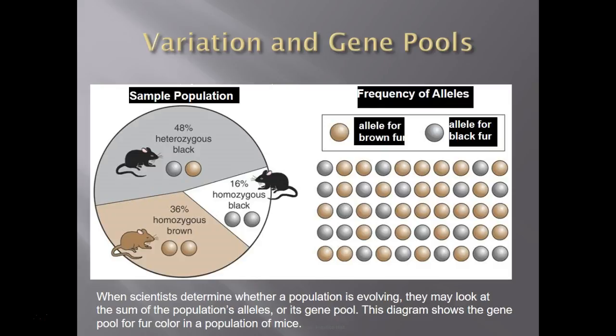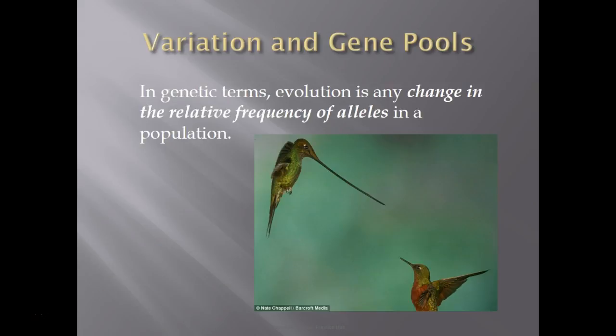So you can see here a sample population of mice might have a certain percentage of the allele for brown fur and a certain percentage of the allele for black fur. So if you can measure that and then come back later at another time, measure it again. If there was a change in that, then that might indicate evolution. So in genetic terms, we're going to define evolution then as a change in the relative frequency of alleles in a population.